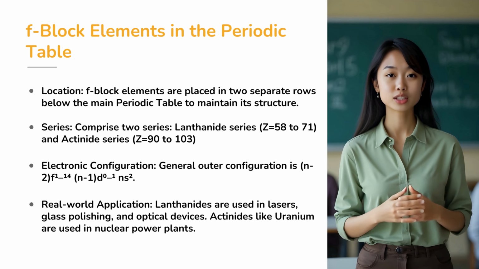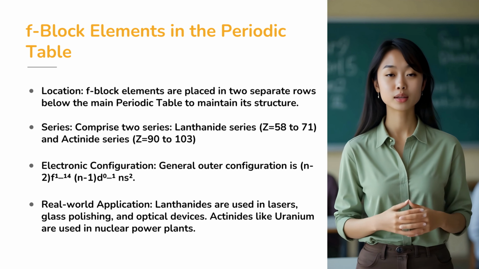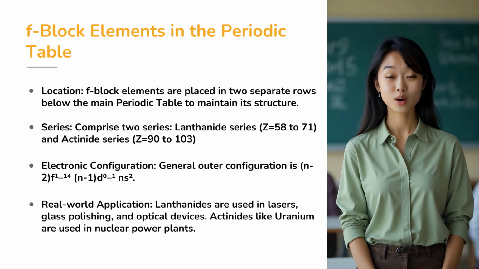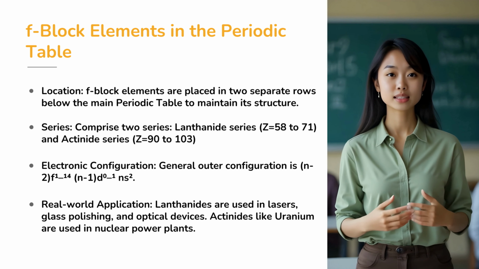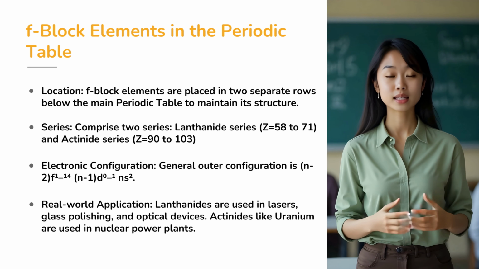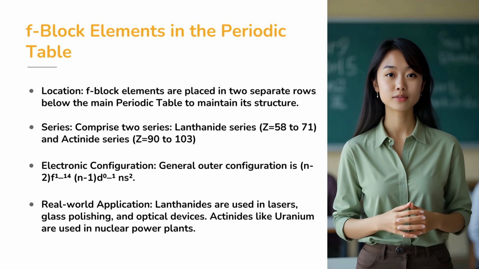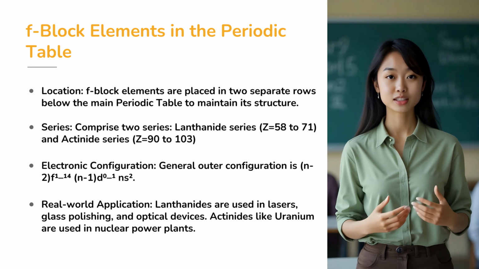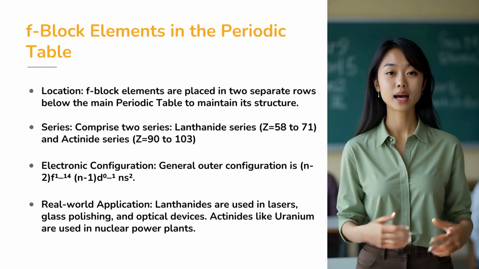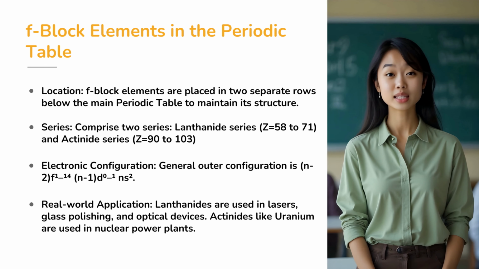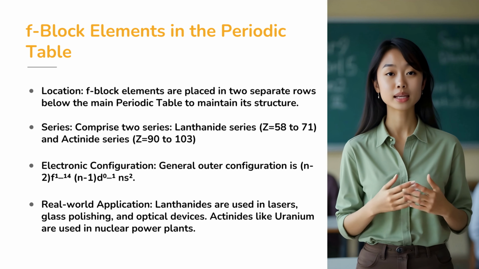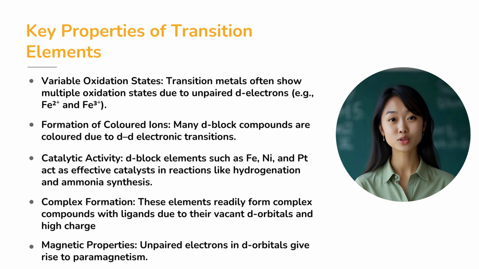Their general configuration is (n-2)f^1 through 14, followed by (n-1)d^0 or 1, and ns^2. Unlike the d block, these elements are known for their intense magnetism, sharp spectral lines, and in the case of actinides, potent radioactivity. You've seen their real-world avatars: lanthanum in camera lenses, europium in TV phosphors, and uranium, the giant, in nuclear reactors. As you glance at the periodic table again, those 2 rows now make a lot more sense, don't they?